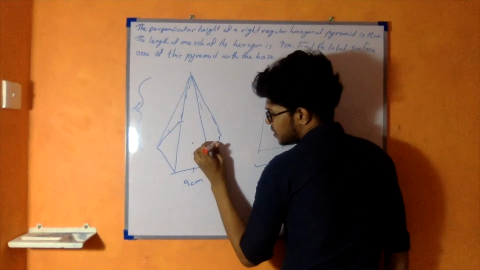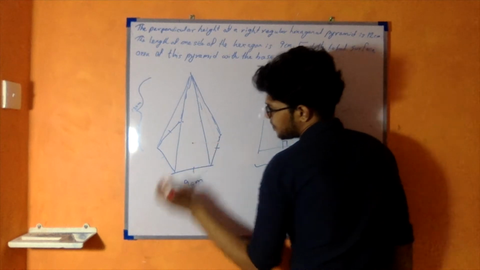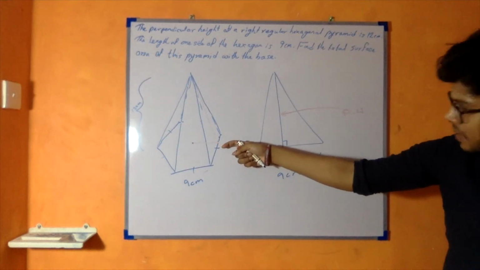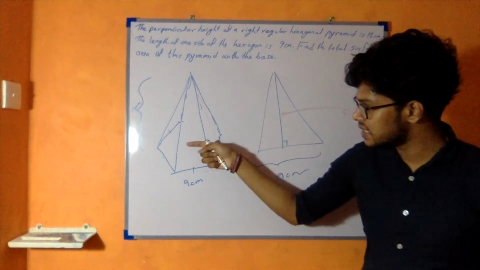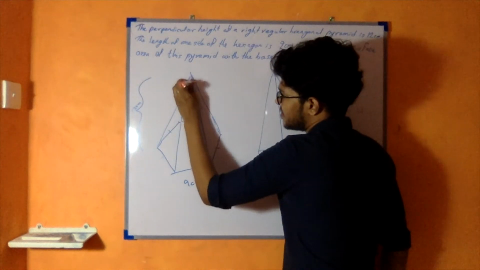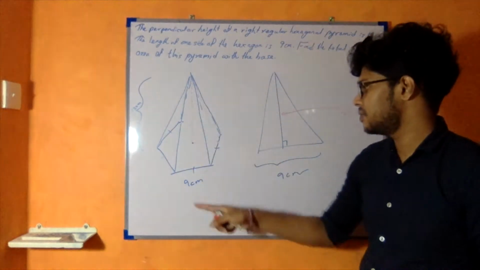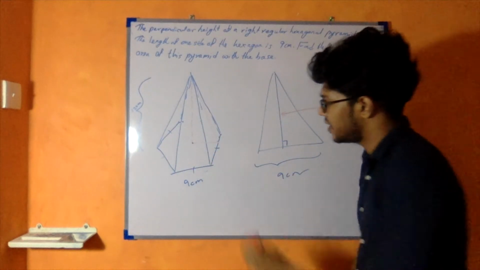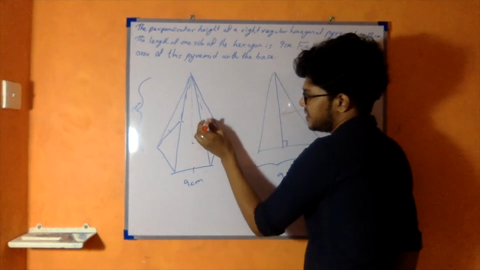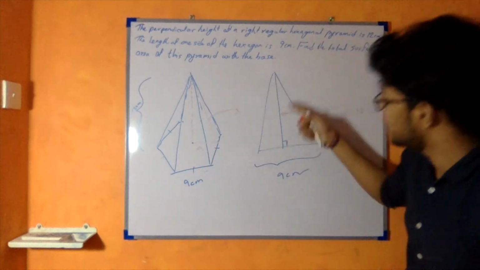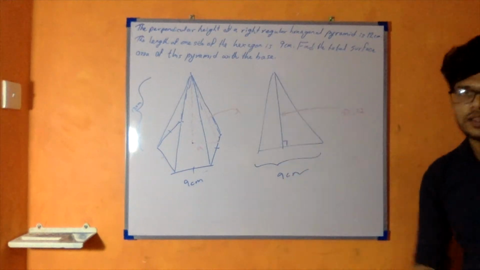Then we have the distance from this point to the center, then the perpendicular height of the triangular surface. This is 12 centimeters. This one we need to find. So let's make this A, and this L. If we know this L, we can find the surface area of this triangular surface.